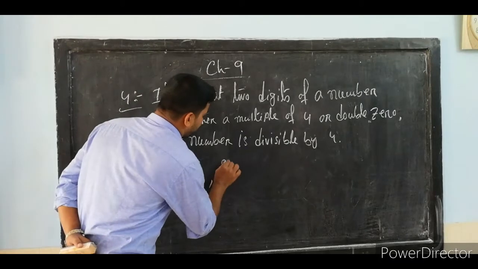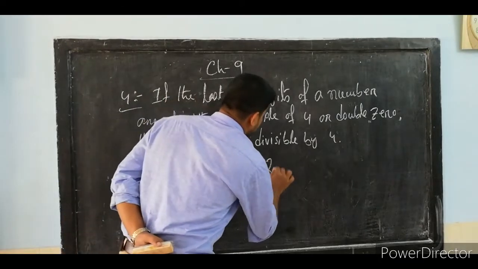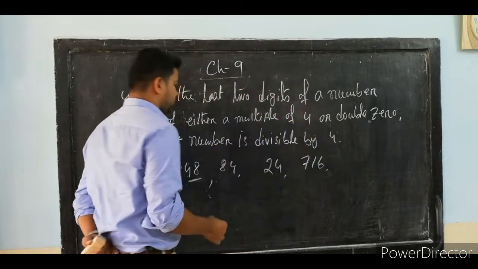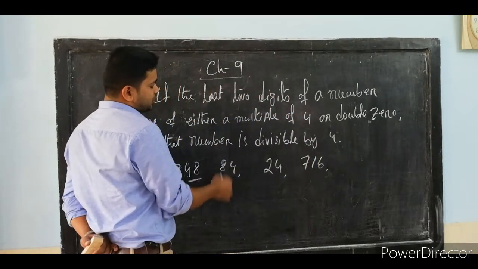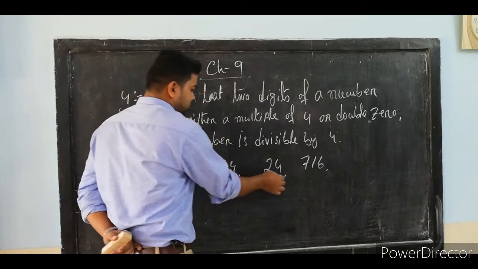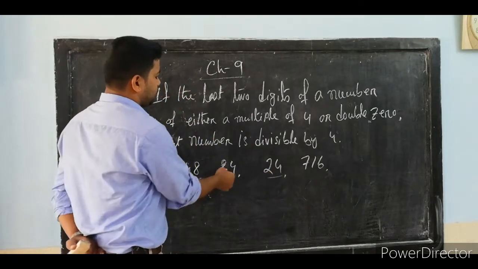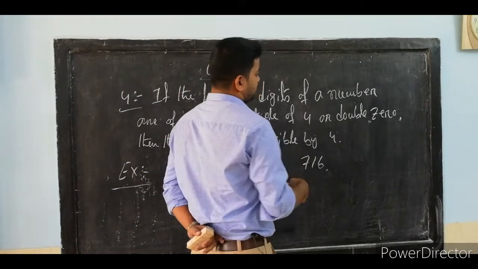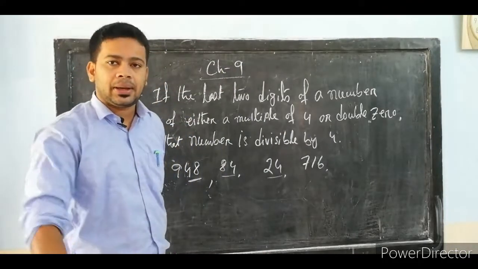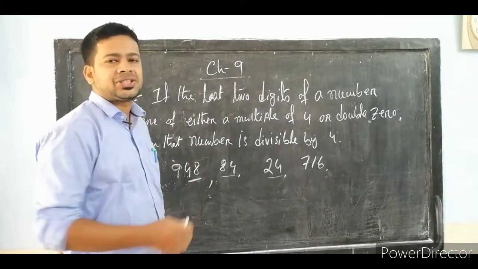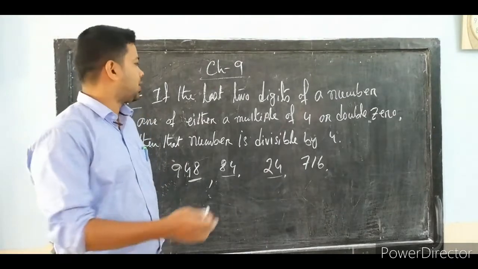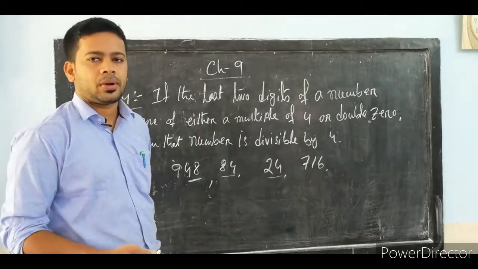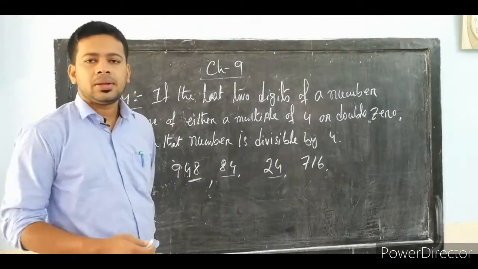In the same way, if you go for 84 or 24 or suppose 716, any number, if you check, in two digit numbers we will see both digits, so since 84 directly we can say it is divisible by 4. But in terms of 3 digit, 4 digit or even higher numbers, we will apply this rule to check and we can determine whether that number is divisible by 4 or not. Okay, so this is the rule for 4.